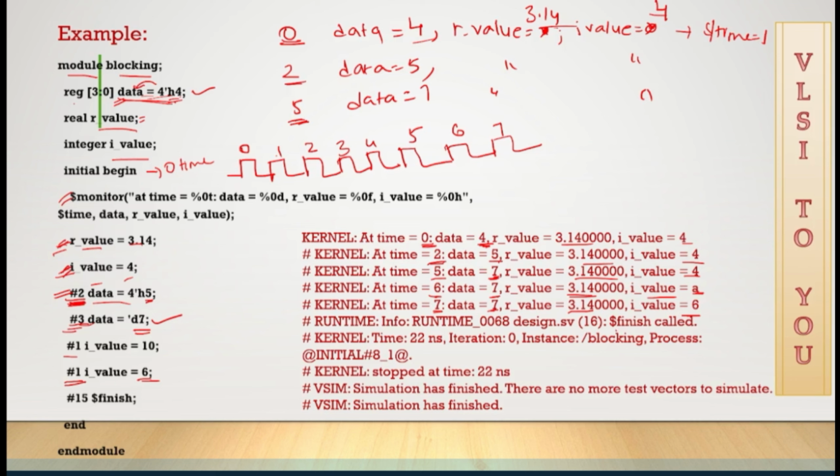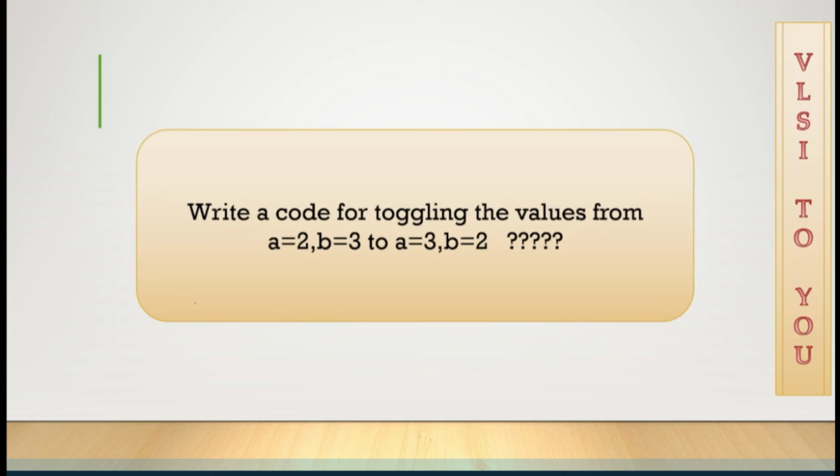Clear? Right. Now there's one question for you. Write a code for toggling the values from A equal to 2, B equal to 3 to A equal to 3, B equal to 2. That means I want you to write a code. This is the question for you today.